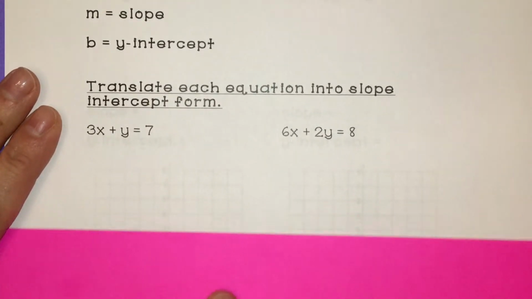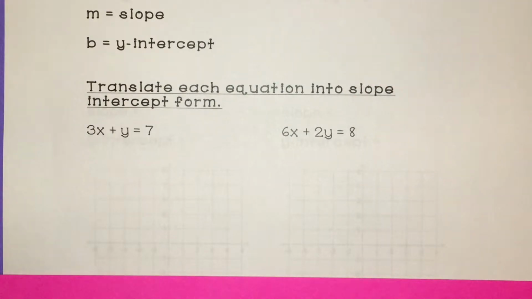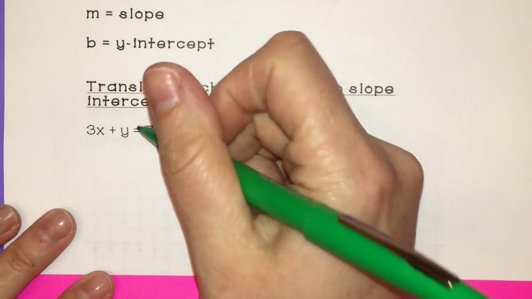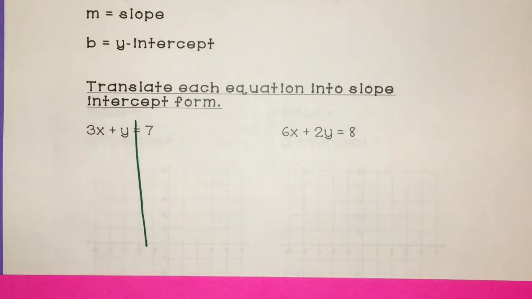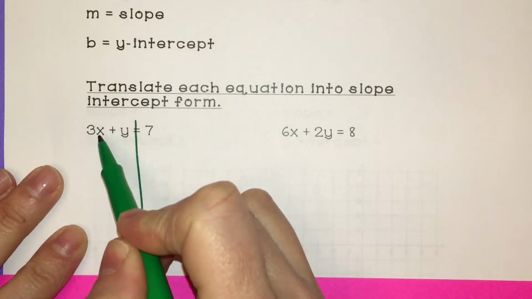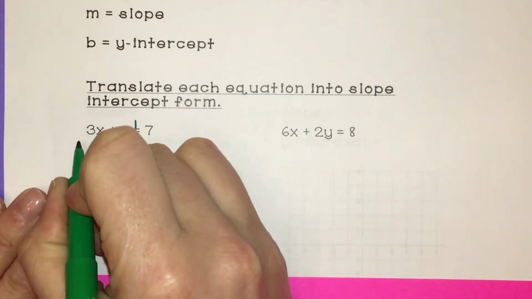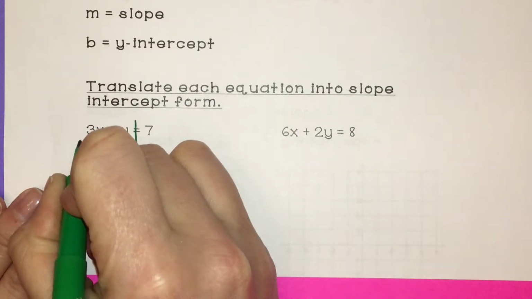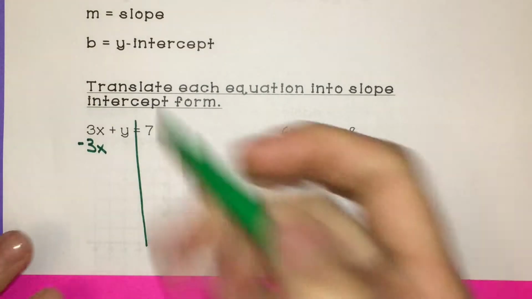So first we're going to try to solve a couple of these equations for y. So we're going to get y on one side, everything else on the other side, and that'll put it into slope-intercept form. So I'm just going to draw a line down through my equal sign. I have 3x plus y equals 7. I want y all by itself. There's this 3x here that I need to move to the other side. Because it's a positive 3x, the opposite operation to get it to go away to the other side is minus 3x. But anything you do to one side of the equal sign, you have to do to the other.